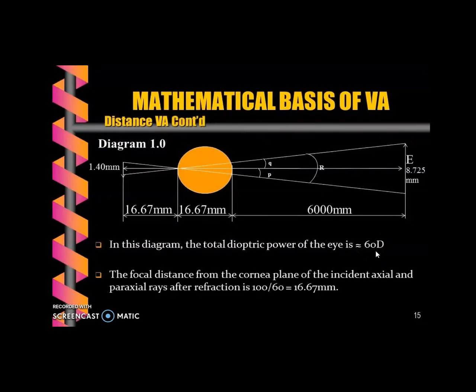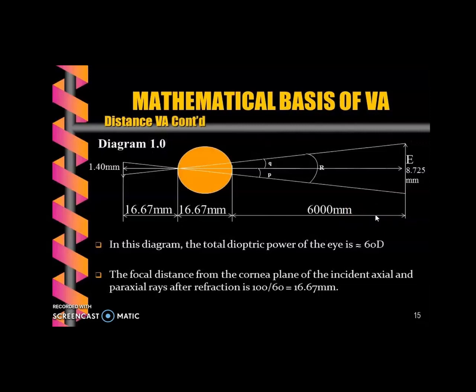Here, 60 multiplied by 100. So we have 100 divided by 60, which will give us 16.67 millimeters. So the focal point from the corneal plane will be 16.67 millimeters. Now if you look at the distance from the corneal plane up to the point where the object is standing, it is 6,000 millimeters, which is 6 meters, and that's equivalent to 20 feet.